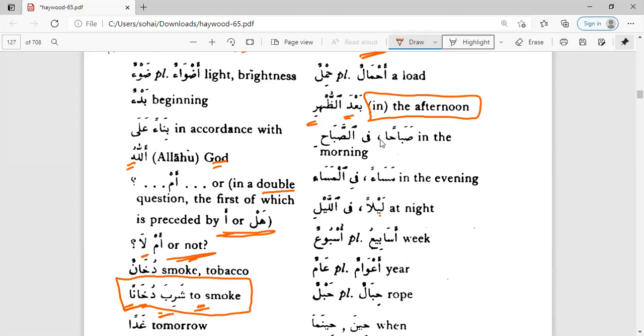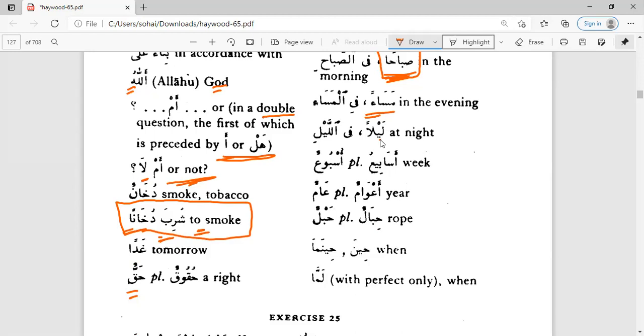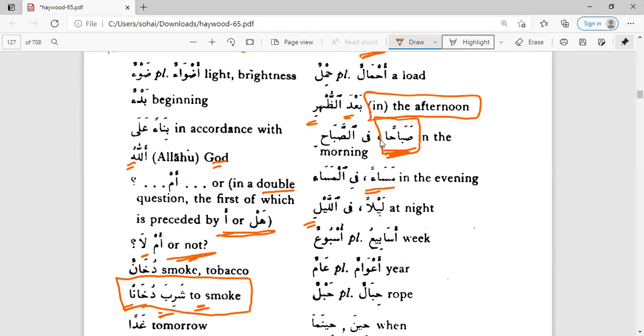Fi sabahi, in the morning. Or you could just say sabahan. If you just say sabahan, it also means in the morning. Or you could say fi sabahi. Masa'an means in the evening by itself, or you could say fil masa'i. Laylan means at night. Fil layli means the same. Fi zahri also means afternoon. You say fi zahri. In the afternoon, yes.